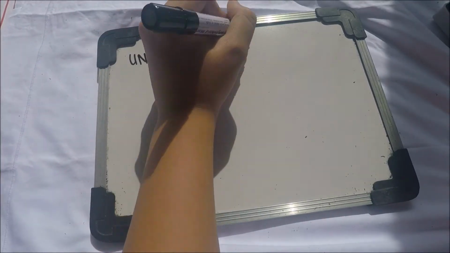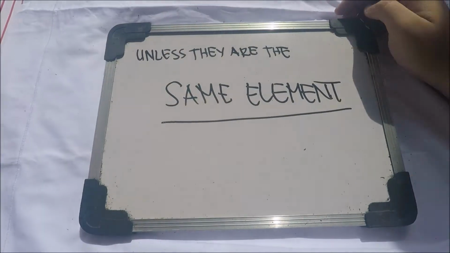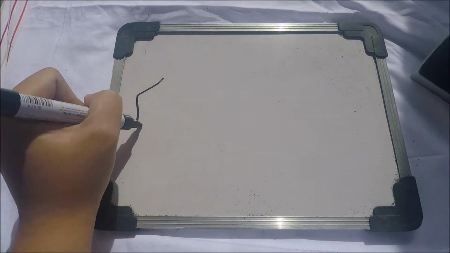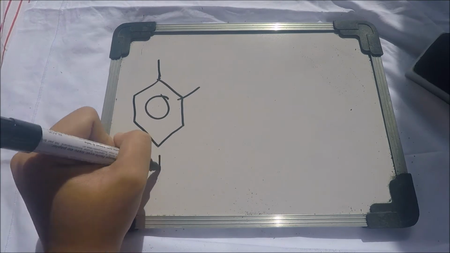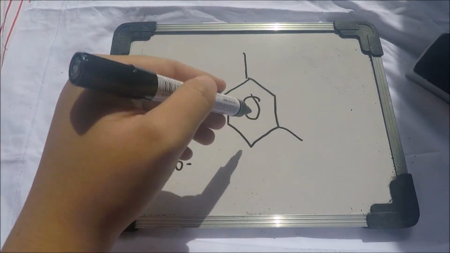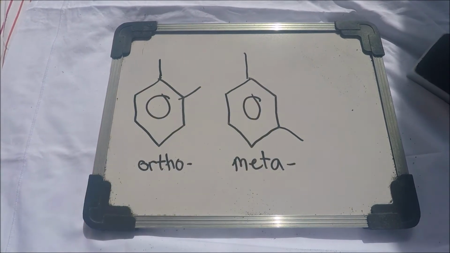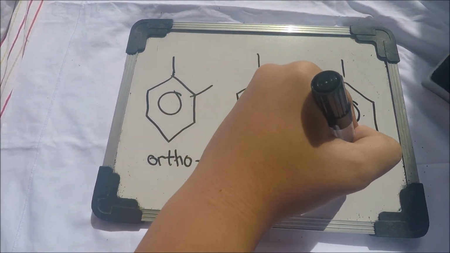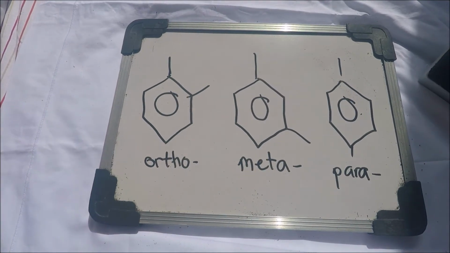Unless they are the same element, substituents can be named by prefixes. When two branches are next to each other, the prefix used is ortho. When one is spaced out once, the prefix is meta. When these branches appear on opposite sides, the prefix is para.